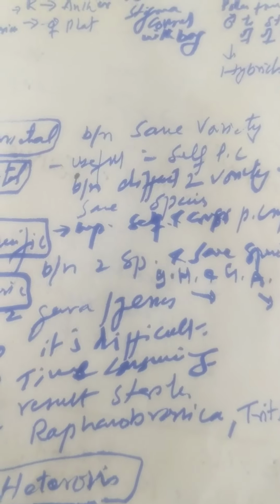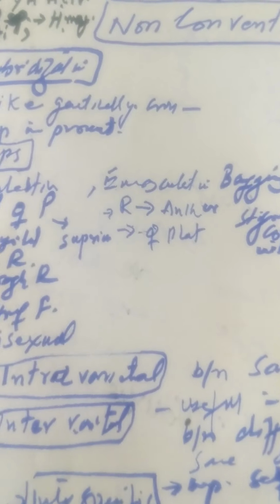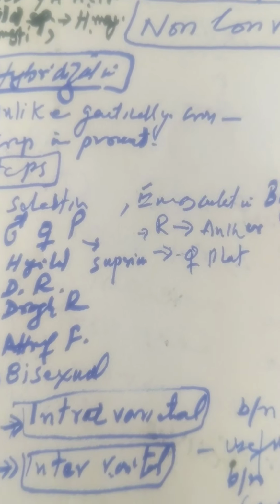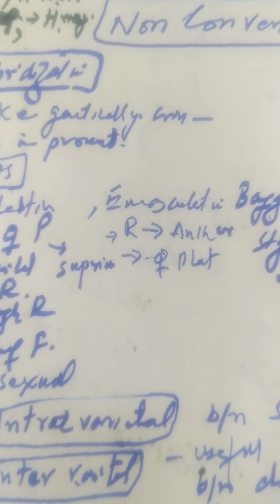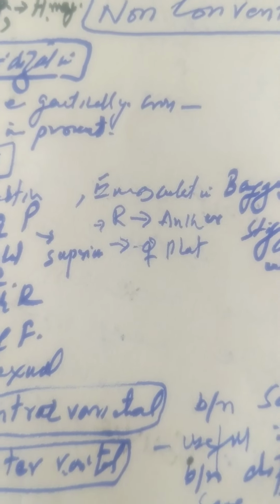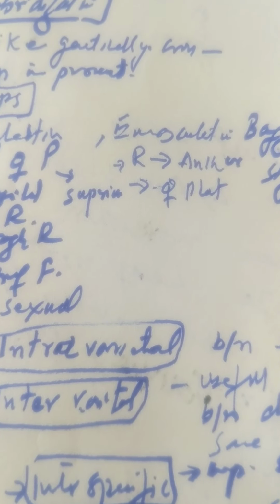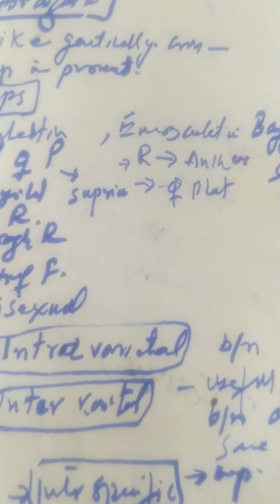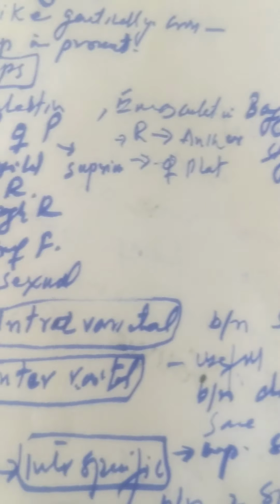So next is hybridization. In hybridization, genetically dissimilar plants are crossed and then the crop is improved. The steps are selection, emasculation, bagging and crossing.